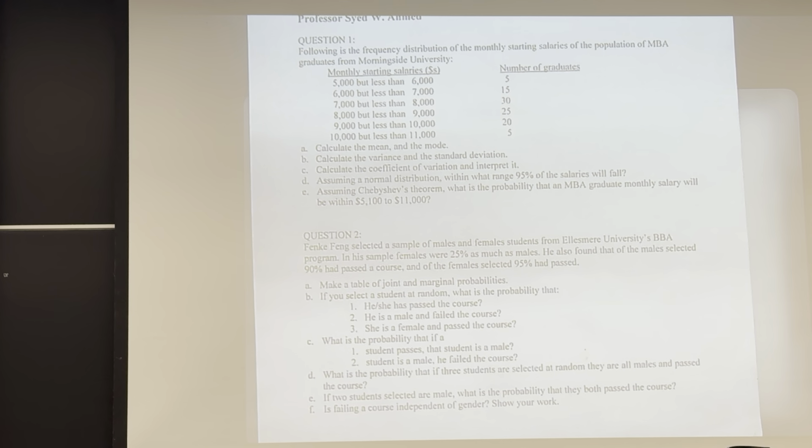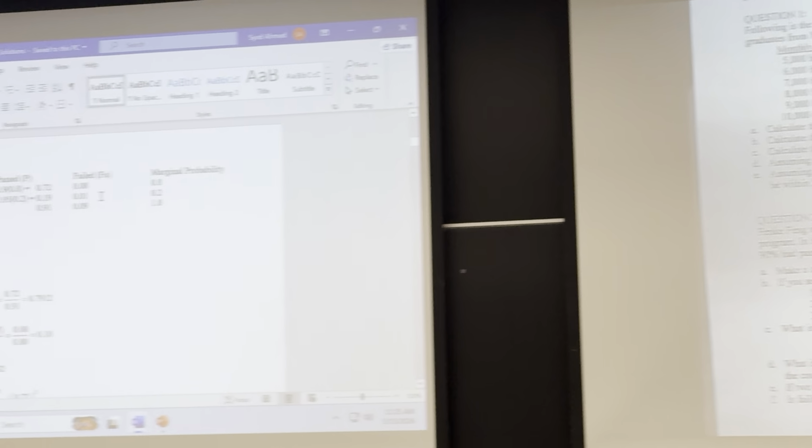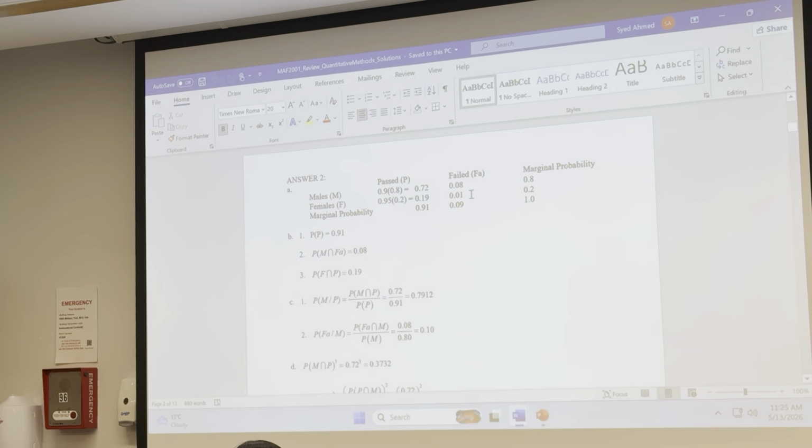Okay. So over here, what's the question? Male and fail the course. So it's a joint probability. Both things need to happen. Male and fail the course is 8%. I am going to pick a student at random. What is the probability that this person is male and failed the course? And the answer is 8%.